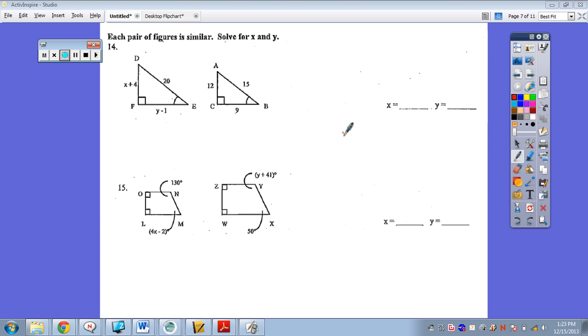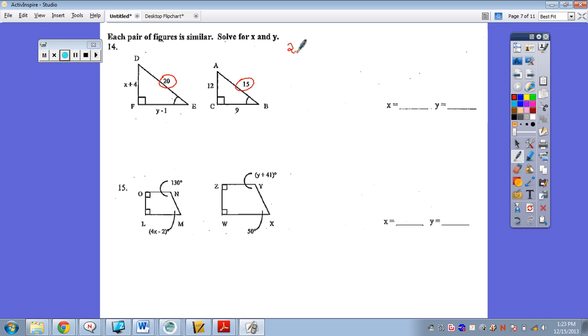Alright, page 2, number 14. They're telling you that the two triangles are similar. That means that all the angles are equal in each triangle and all the sides are proportional. I am looking at the two sides DE and side AB that each have a measure.